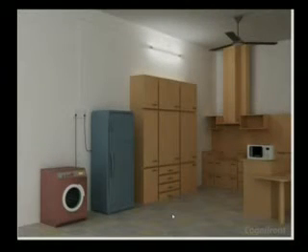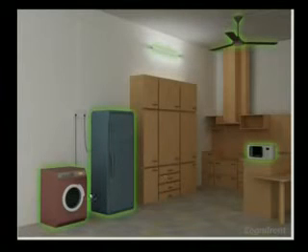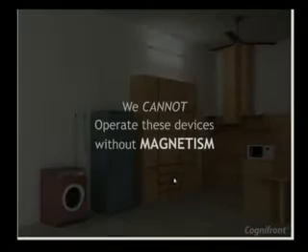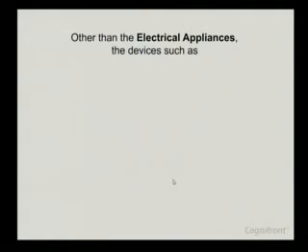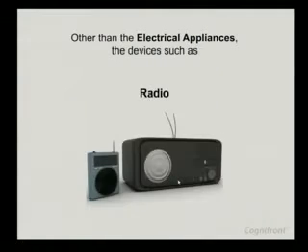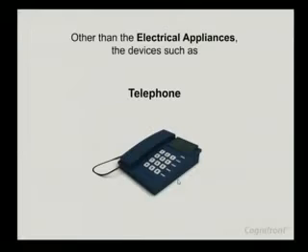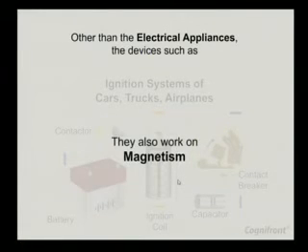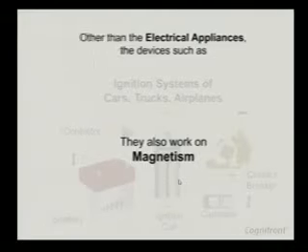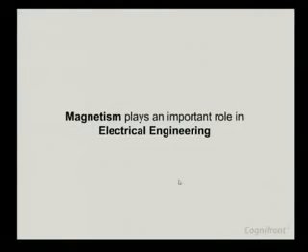Whenever you enter a room, you might see some electrical devices like a refrigerator, oven, fan, tube light. We cannot operate these devices without magnetism. On the other hand, electric appliances and devices such as radio, telephone, and the ignition system of cars, trucks, and aeroplanes also work on magnetism. So magnetism plays an important role in electrical engineering.